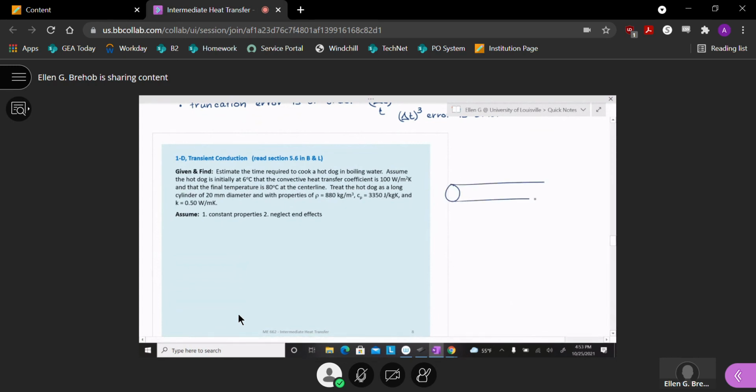All right, it looks like a cylinder, but that's the hot dog. And we've got convection occurring. And we've got T infinity. Okay, and we know the diameter. They don't tell us the length of the hot dog. All right. We're going to assume constant properties, and we're neglecting end effects. So in this section on one-dimensional transient conduction, we're neglecting end effects because we want to assume we're losing all the heat in the radial direction, so none off of the ends.